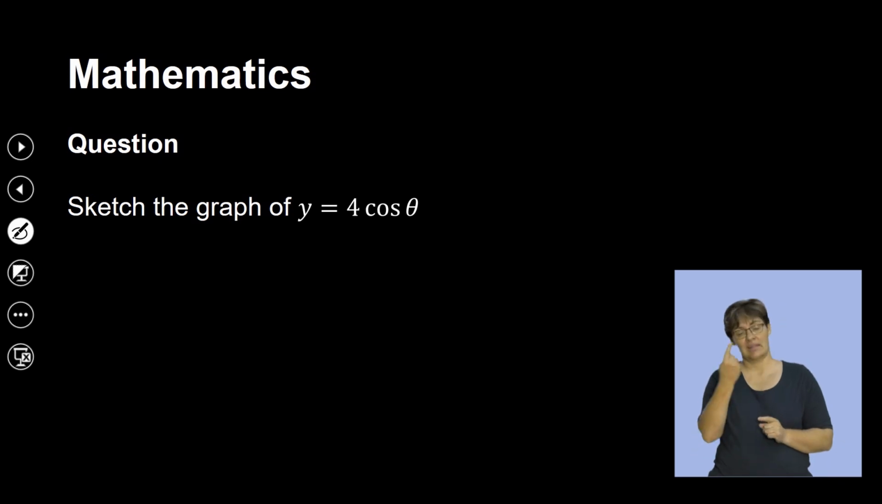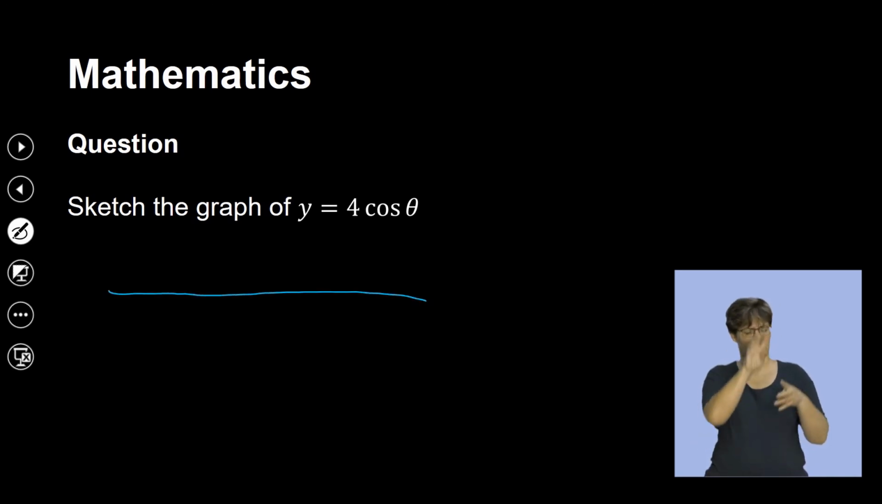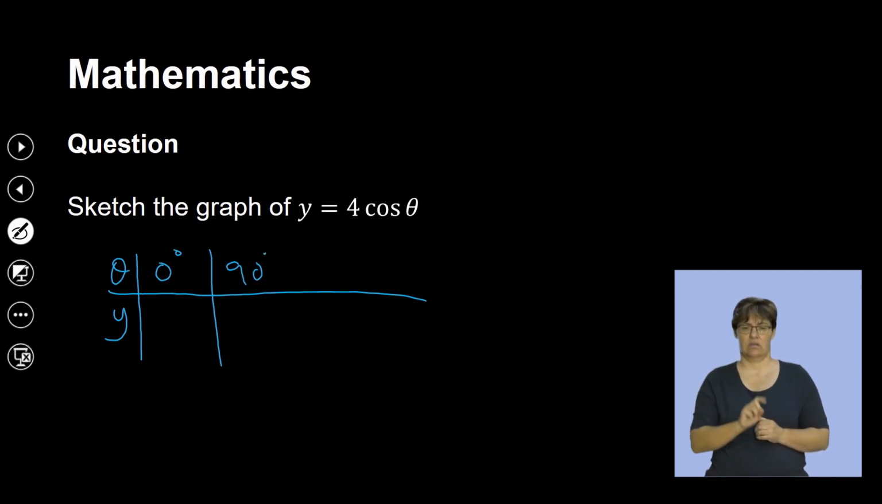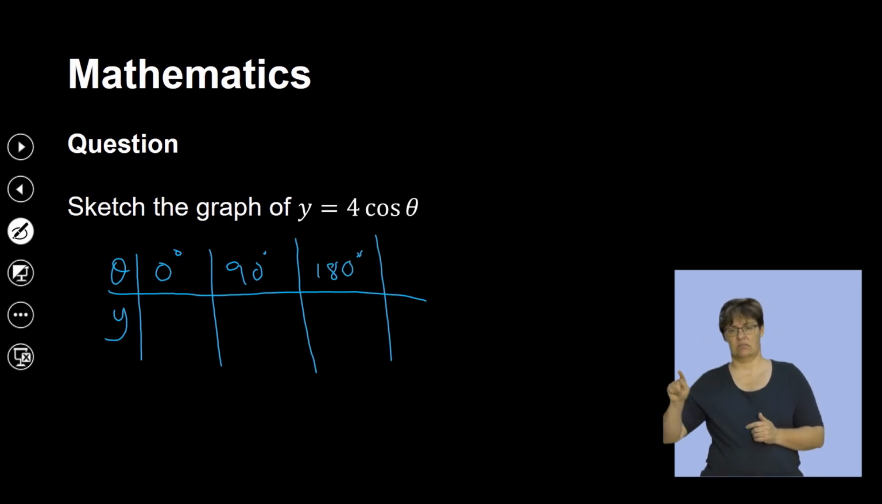Now, another graph will be sketching the graph of 4 cos of theta. You're also just going to be using the same thing as what I did with that one, right? So theta and y, theta represents our x in this instance. Then you can use 0 degrees, 90 degrees, 180 degrees, and so on until you get to 360, because remember, we're only looking at the domain between 0 and 360.